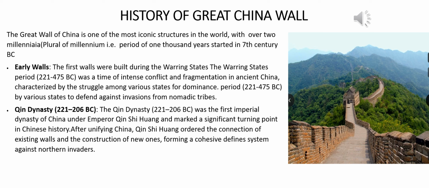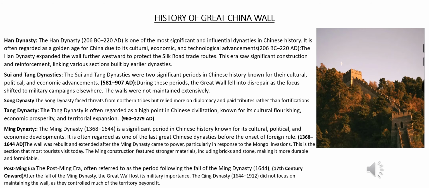The Qin dynasty, 221 to 206 BC, was the first imperial dynasty of China under Emperor Qin Shi Huang, who marked a significant turning point in China's history. After unifying China, Qin Shi Huang ordered the connection of the existing walls and the construction of new walls. So this was the period when the new wall was started on construction.